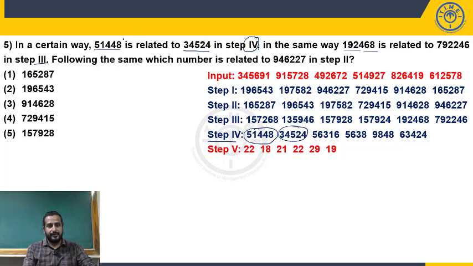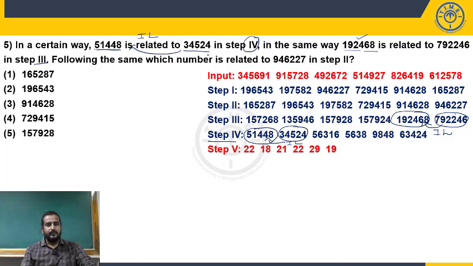34528. So can I say that this one is immediate left? 51448 is immediate left of 34524. Okay, but it has to be true in this case also. 192468, where we have that, yeah, 192468 is related to 792246. Even it is also immediate left. Yes, perfectly immediate left. So in both the cases the logic is the same. So apply the same logic.